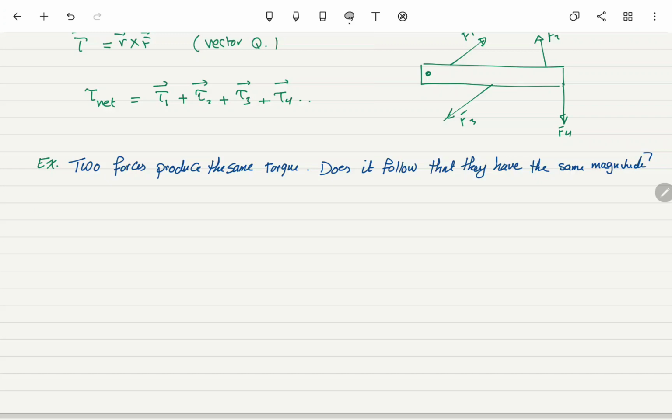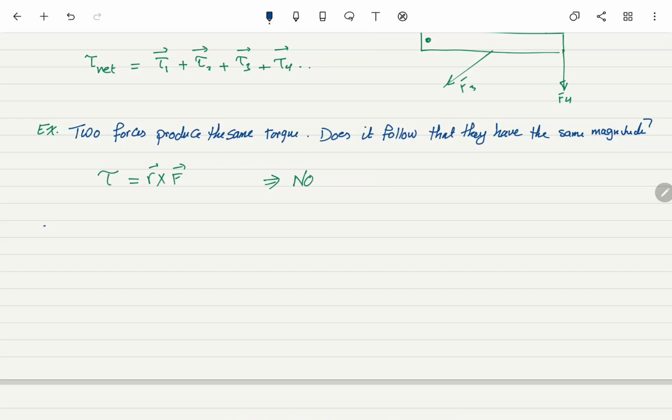Two forces produce the same torque. Does it follow that they have the same magnitude? Since the torque is defined as R cross F, in other words, it's the product of the force times distance, two different forces that act at different distances could still have the same torque. So to answer this one, no, it doesn't follow that they have the same magnitude.